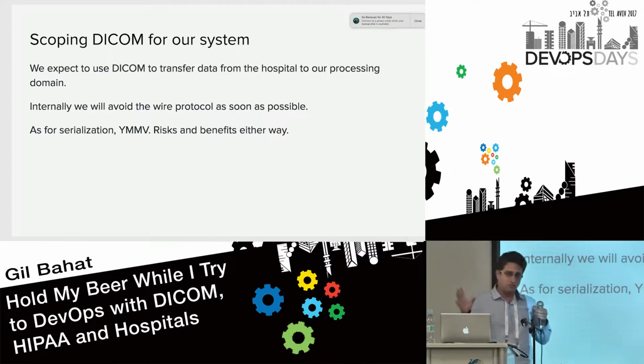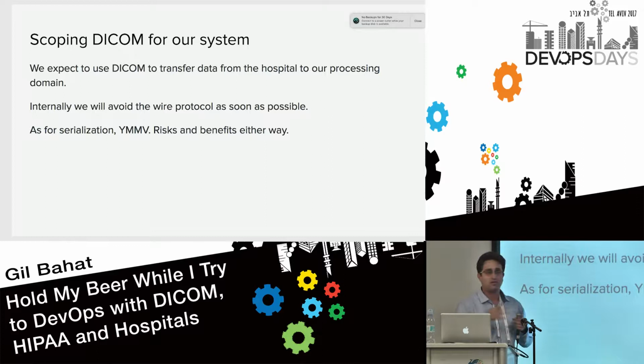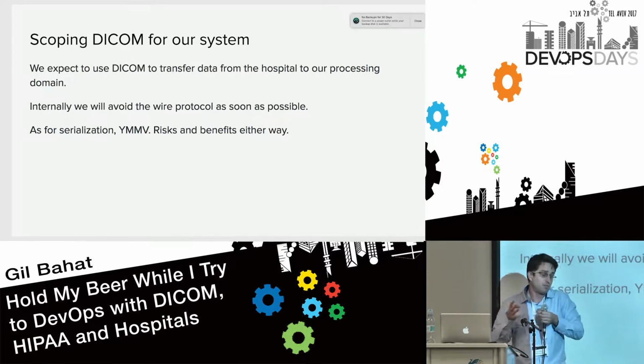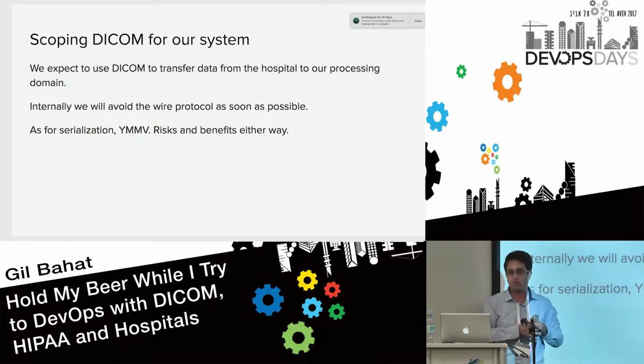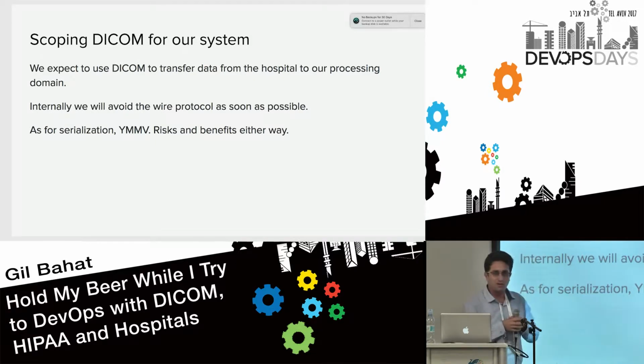OK, so scoping. What are we going to do with this DICOM? DICOM is the protocol that the CT is using. So hopefully, or what we plan to do is just use this DICOM to ship it into our cloud, and then not see the DICOM wire protocol, hopefully, because we don't like it. But once we've stored the DICOM files in S3, we'll probably start to use more sane protocols as permits.